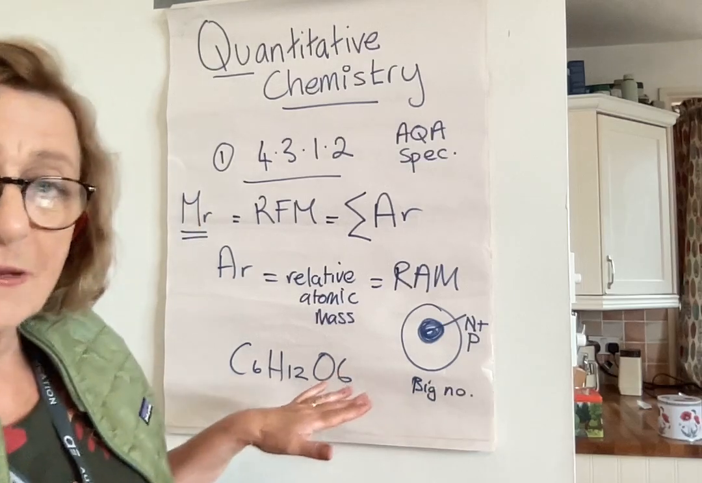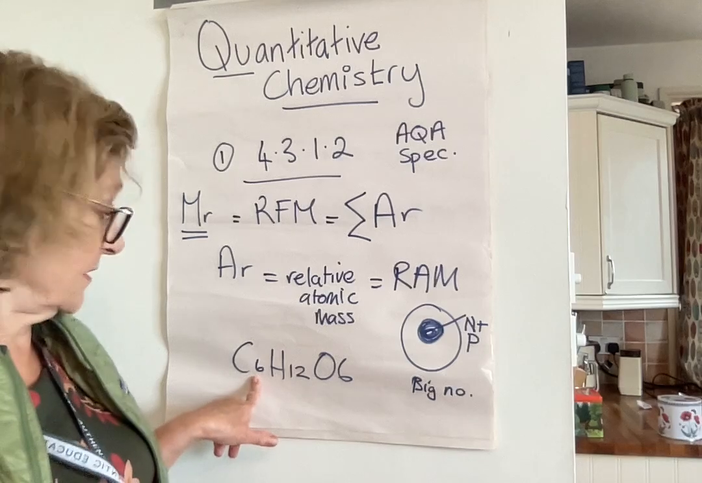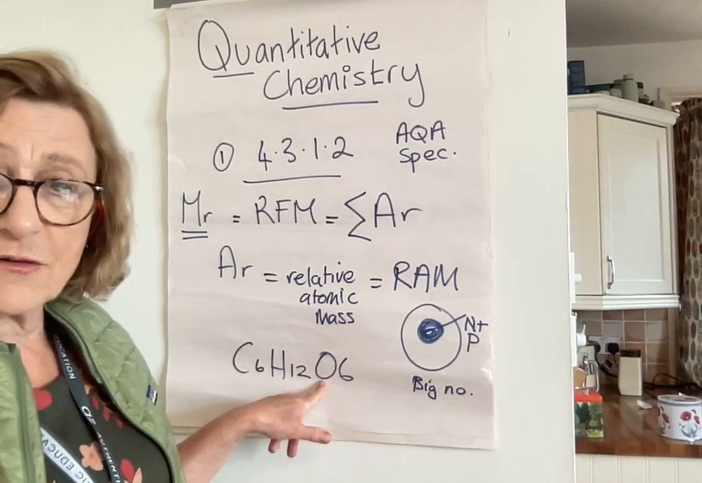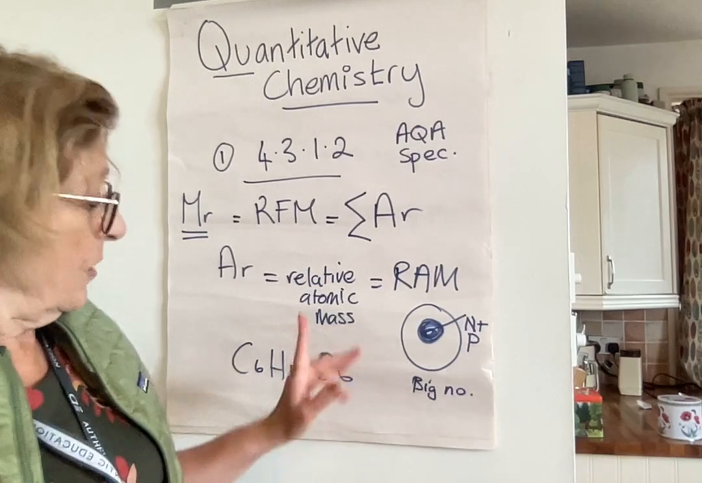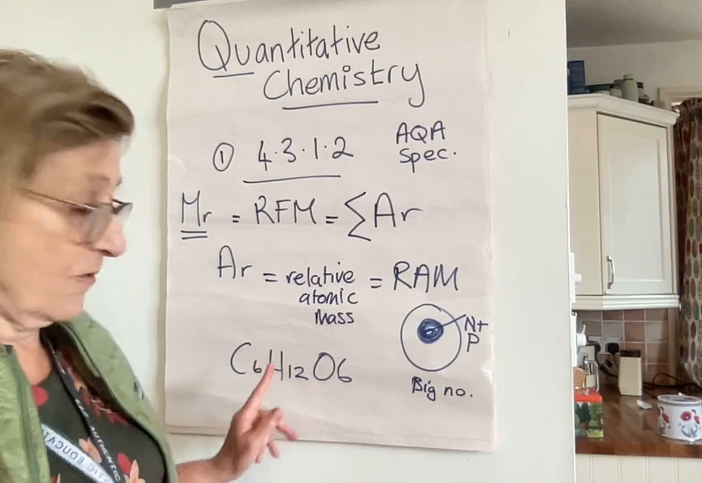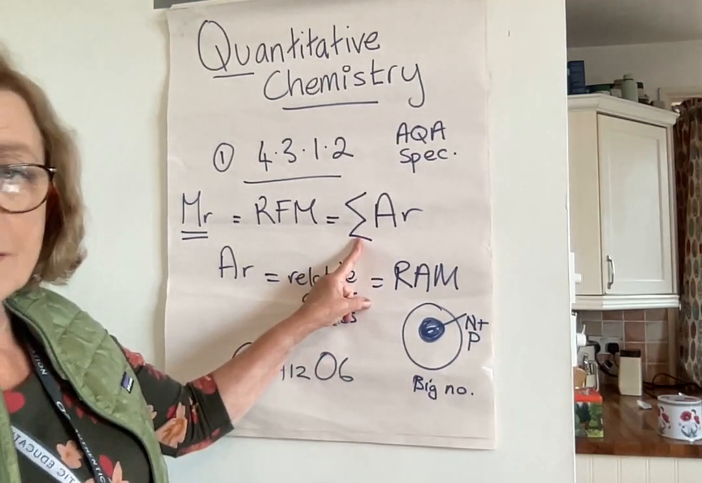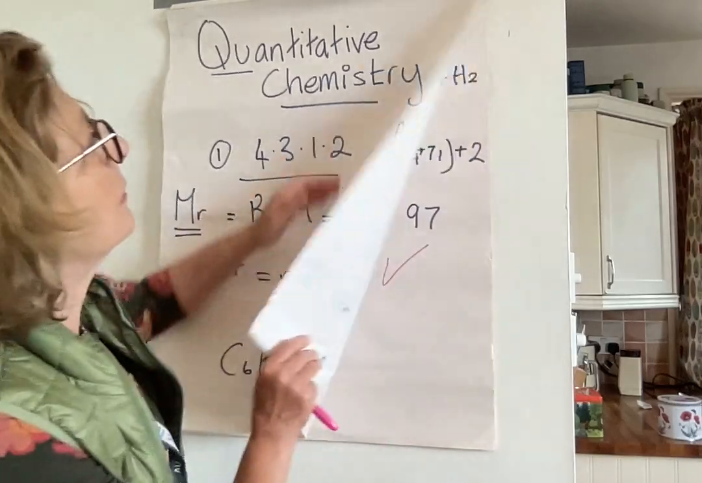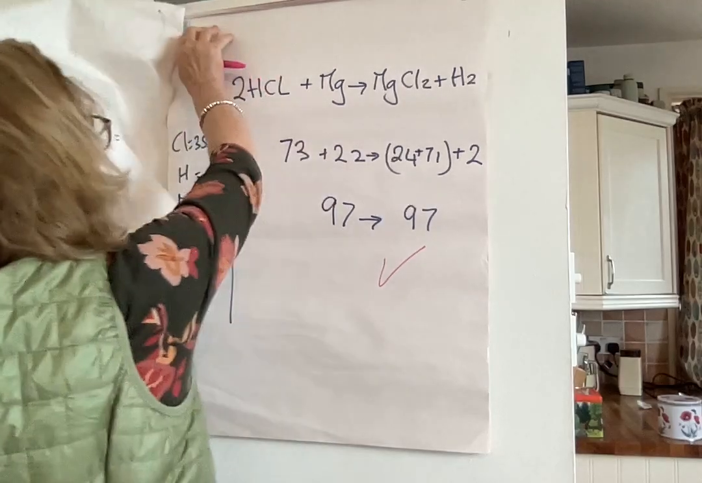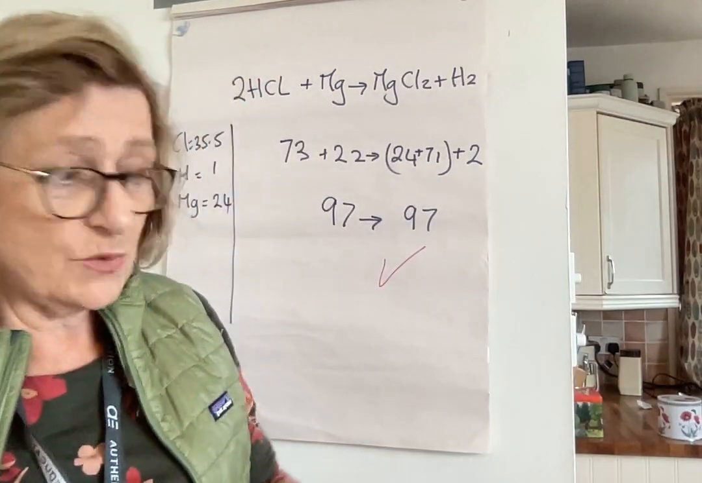So let's just look at something. Glucose, I'm choosing glucose sugar. 6 carbons, 12 hydrogens, 6 oxygens. How are we going to work it out? We're going to look at the periodic table. We're going to get the mass of each of those different elements, multiply it by the number of atoms of that element, and find out the total, the sum total. Okay, so this really is a step in quantitative chemistry. And what do we use it for?